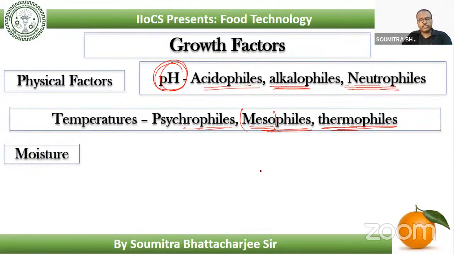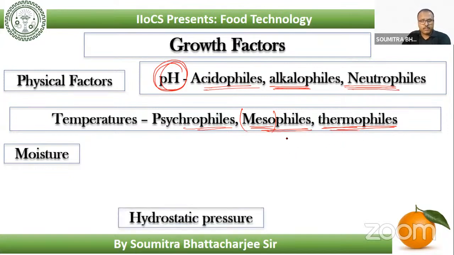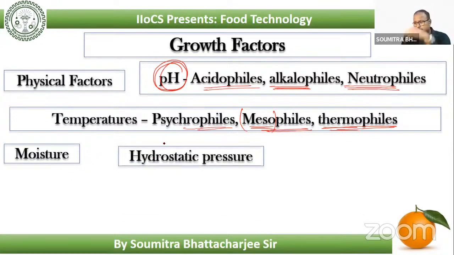Presence of moisture. Moisture is always an essential requirement, because unless the moisture is adequate, the organisms will not be able to show proper growth. Based on the moisture only, the organism can show its proper growth and all the other parts. Then we have hydrostatic pressure.